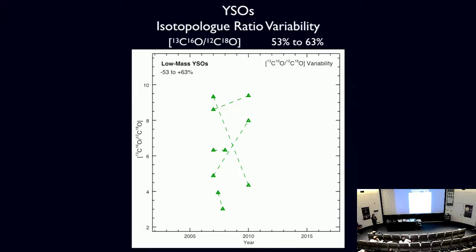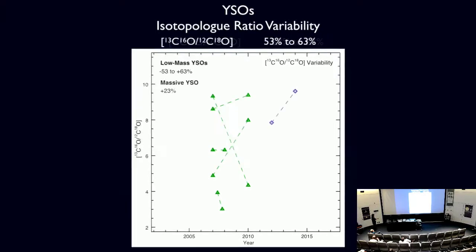So maybe there are different pathways happening for these. You know, we might have some CO self-shielding effect here for 12C18O perhaps, or something else going on. But it's not a single pathway for the same isotopologues in that target. And for the massive YSO where I had the data, I had one data point essentially of one target changing by 23% in this isotopologue ratio.